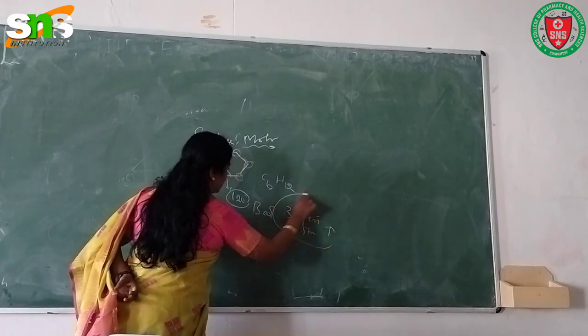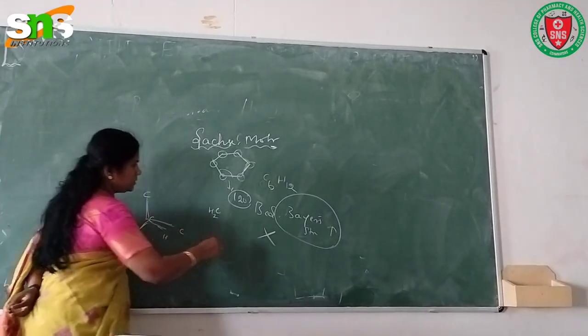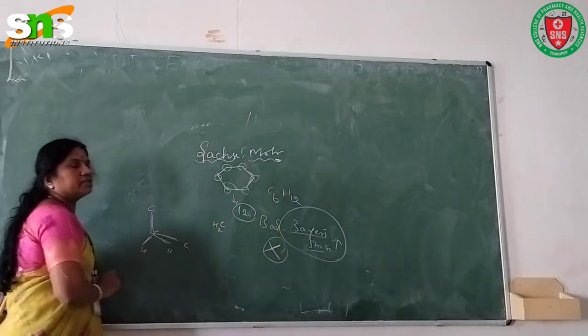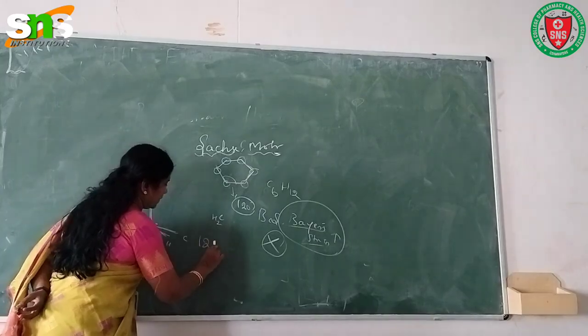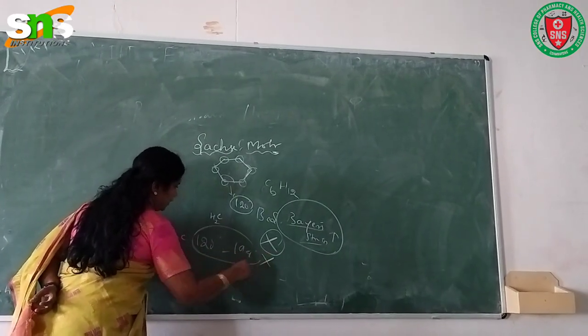more, but we are not getting the Baeyer strain theory as per the calculation. The calculation, why does it get deviated? We are expecting 120 minus 103, but it is getting deviated.